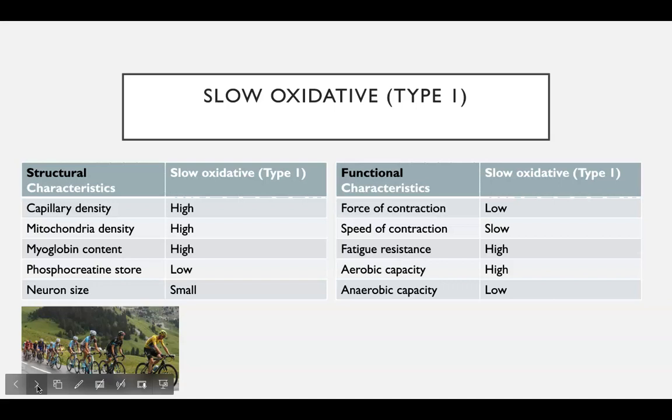So for the questions, you might get this table out and then question yourself: which muscle fibre type has high capillary density, high mitochondrial density, high myoglobin content, low phosphocreatine stores? Answer: slow oxidative. Which muscle fibre type has low force of contraction, slow speed of contraction, high resistance to fatigue with a high aerobic capacity? Slow oxidative. So you can have two questions for this one.